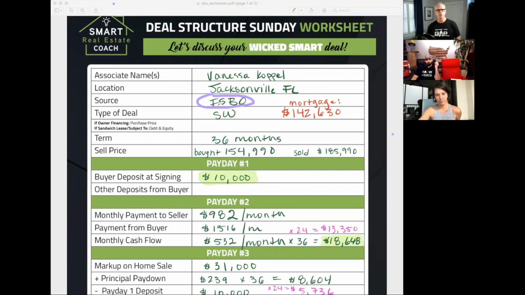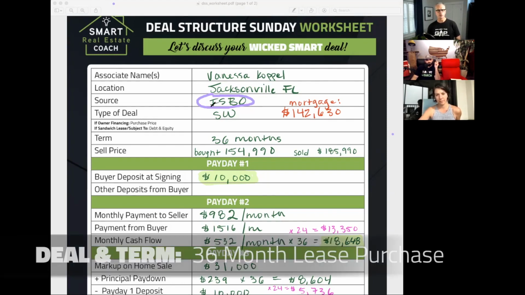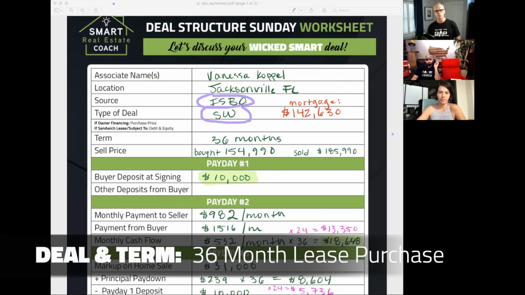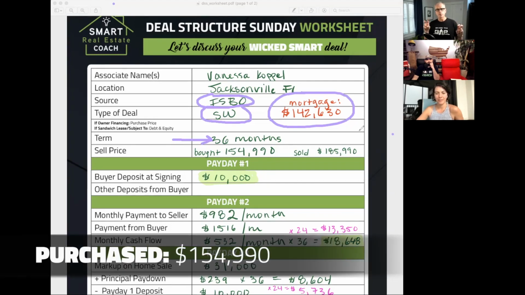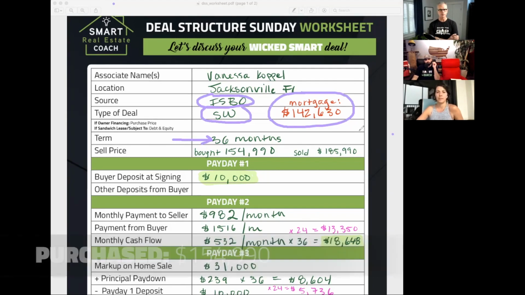We did the sandwich, and usually when there's a sandwich, I'm going to repeat the obvious for you two, but for the viewers it might be new, we don't really talk price. We talk about what your underlying debt is and what you're going to get out of it, if anything, on top of that. So on top of the 142,630 approximate mortgage, it looks like your quote unquote bought price was 154,990. So she gets a difference in cash at the end, Vanessa?